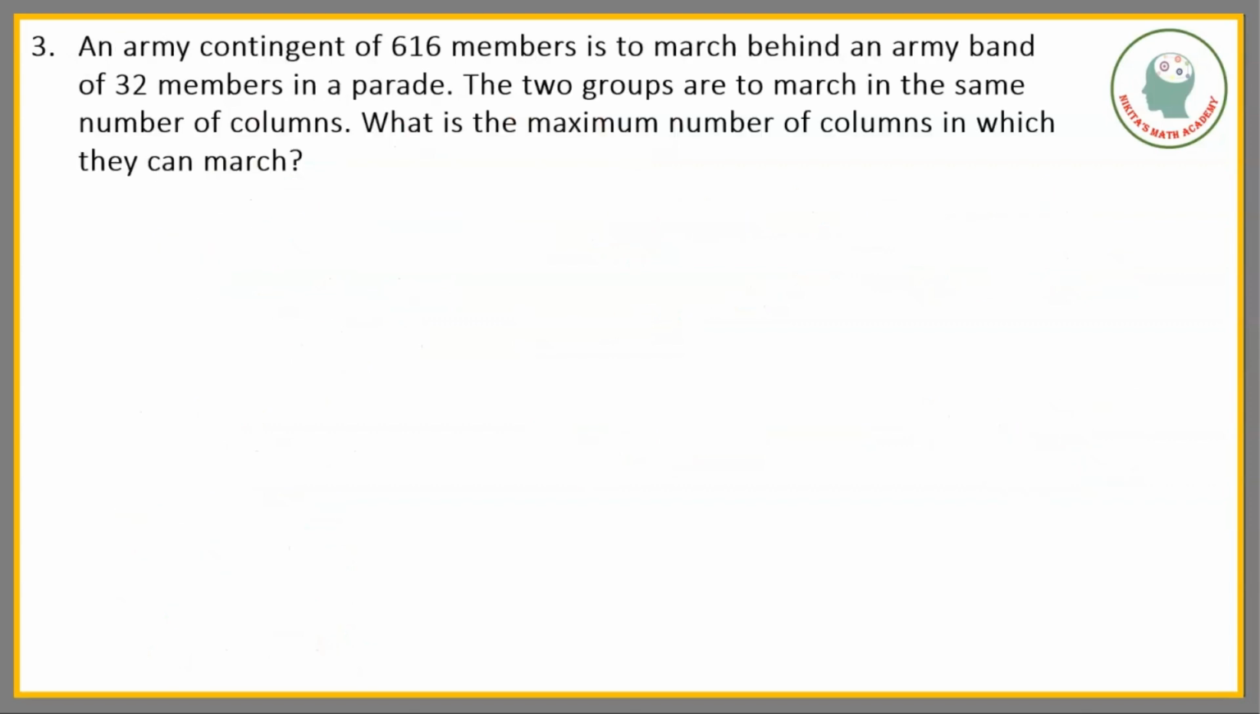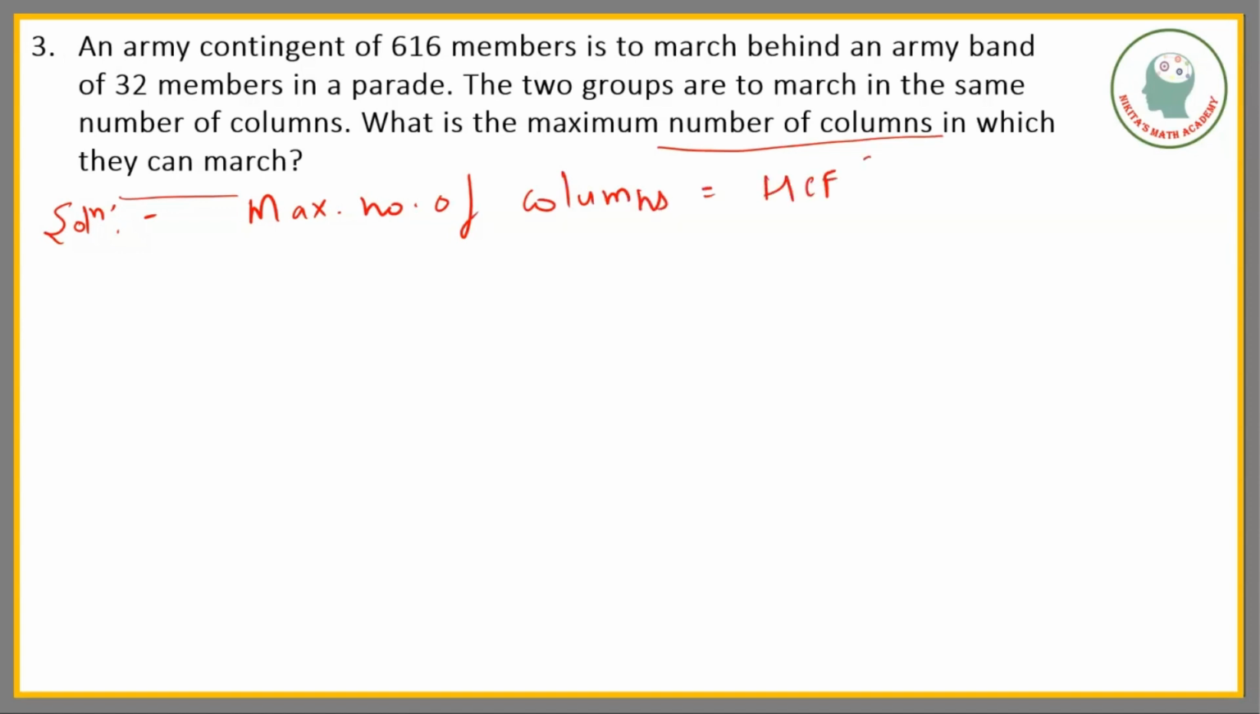Now let's solve the next question. An army contingent of 616 members is to march behind an army band of 32 members in a parade. The two groups are to march in the same number of columns. What is the maximum number of columns in which they can march? Students, we have to find the maximum number of columns. Now for this, what we need to do? The maximum number of columns will be nothing but the HCF of 616 and 32.